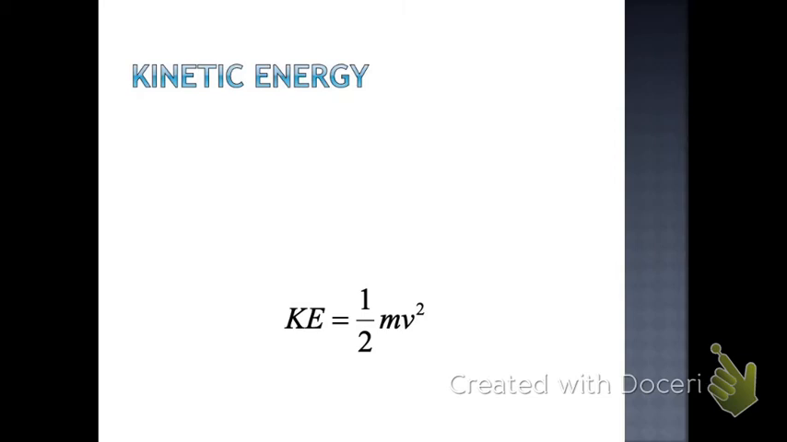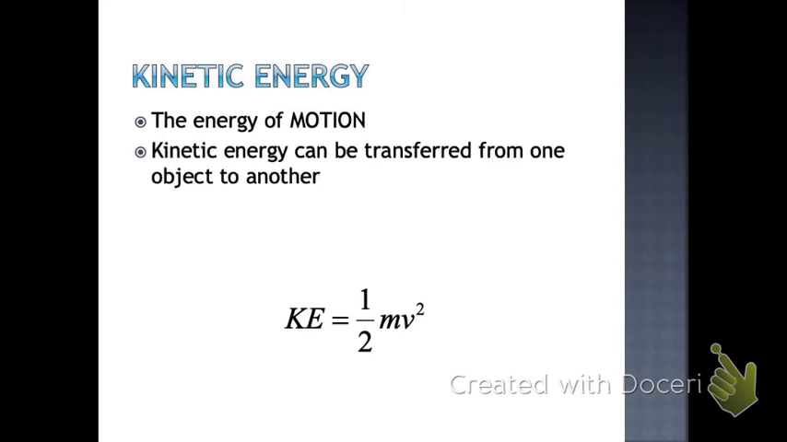So we're going to look first at kinetic energy. What does the prefix kine mean? We use it in kinematics. Motion, right? So kinetic energy is the energy of motion. Anytime an object is in motion, it has kinetic energy. Kinetic energy is transferable, which means one object collides with another object and sets that object in motion. That means there's been a transfer of kinetic energy.